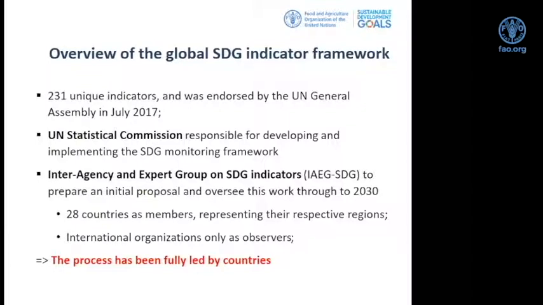Now, the IAEG-SDG has 28 countries as members representing their respective regions. An important point to note is that the process with IAEG-SDG has been fully led by countries, with international organizations like FAO only serving as observers.